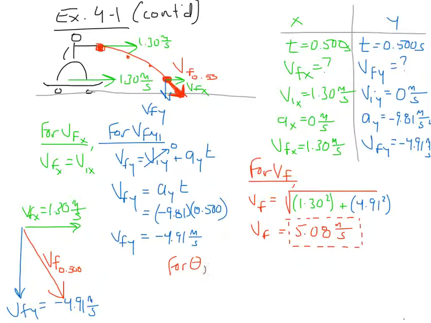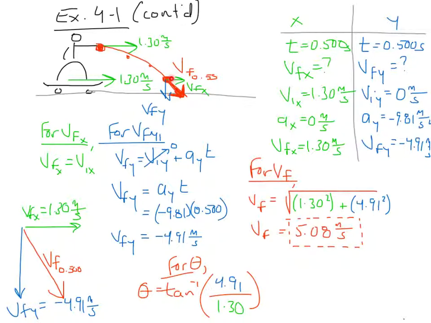All right, let's find now the angle. For the angle theta, we know how to find angles if we have the x and the y values, right? Theta is going to equal the inverse tangent of what over what? Oh, the y value over the x, right? So what's the y value? 4.91. And again, we can just use absolute values right here. We don't need to worry about signs. We're just getting kind of a reference angle over 1.30. And that's going to give us our angle theta, the direction that the ball has right at 0.5 seconds.